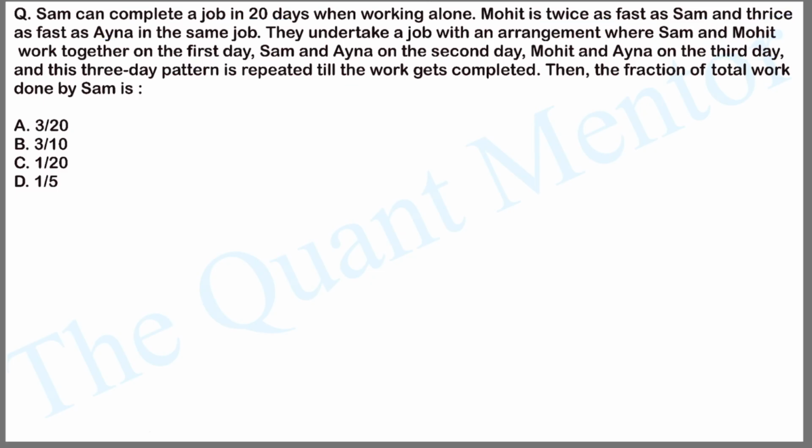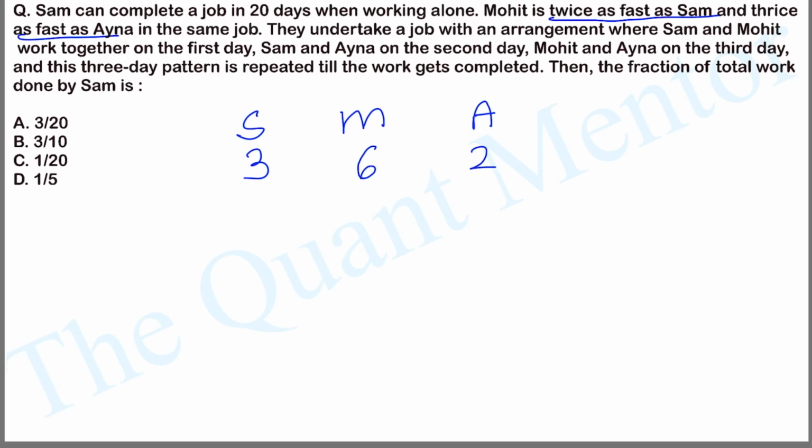Now it is given that Mohit is twice as fast as Sam and thrice as fast as Aina. So if I assume the efficiency of Mohit as, let's say, 6 units per day, Mohit is twice as fast as Sam. So Sam will be half as efficient. So Sam will be working at the rate of 3 units per day. And Mohit is thrice as fast as Aina. So if Mohit is doing 6 units per day, Aina will do one third, that is 2 units per day.